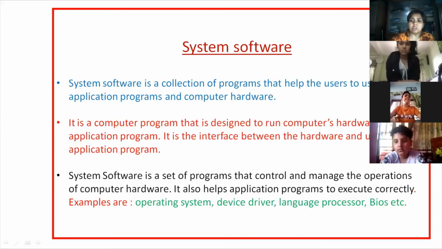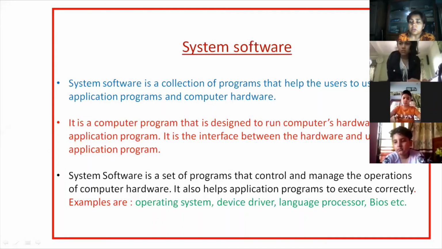Now, let me read these definitions first. System software is a collection of programs that help the user to use application programs and computer hardware. So when system software is installed, then only we can install application software. Correct? And system software controls the hardware parts of our computer.